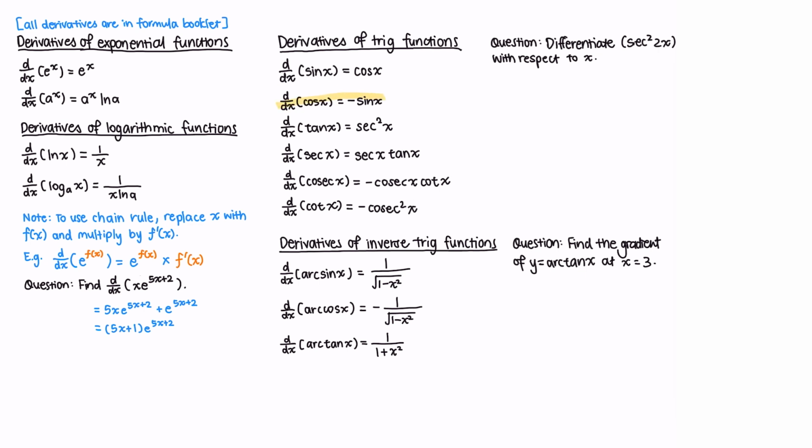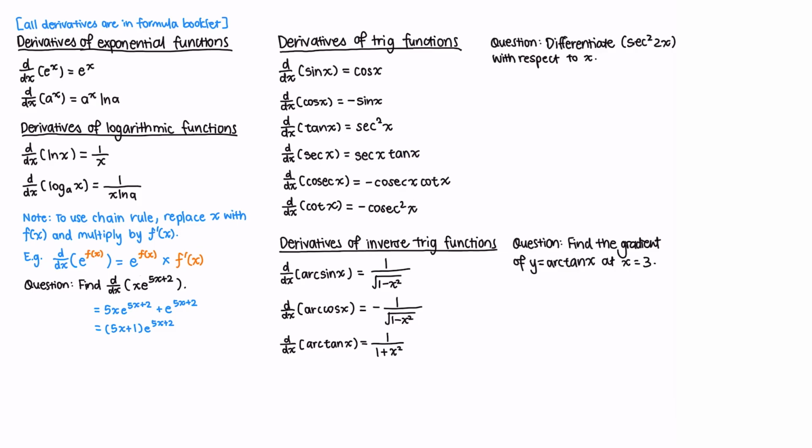Differentiating cosine x will give you negative sine x. Differentiating tangent x will give you secant squared x. A reminder that secant squared is just 1 over cosine squared x. If you watch my trig video, how I remember this is s gets switched with c, and cosecant will be 1 over sine. Next, the derivative of secant x is secant x times tangent x.